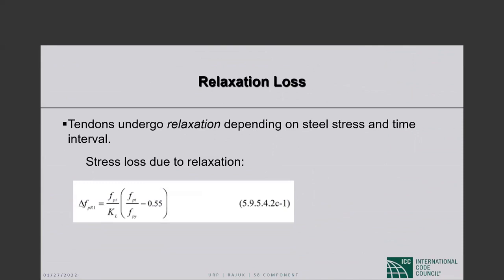Relaxation loss, on the other hand, you can easily imagine this. If I hang a stretch of the strand with certain force, after some time, it will give. It's a property of the steel. With time, it will give. It would relax, and that's what is called relaxation loss. This is the ACI equation for relaxation loss. FPI, there are factors involved. I think I showed this in an example that we'll talk about later on. So I'm trying to just give you a flavor of the different losses and what they mean in summary form.